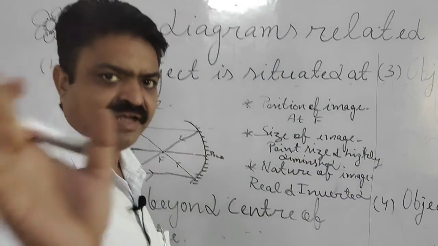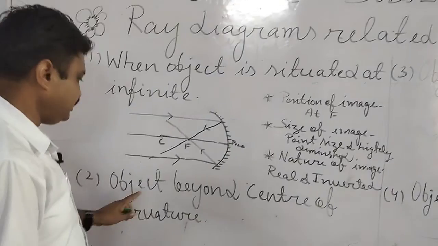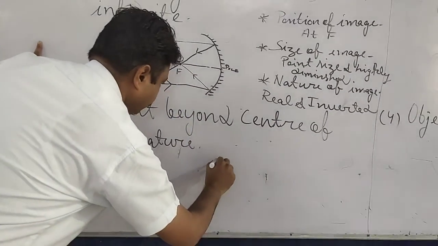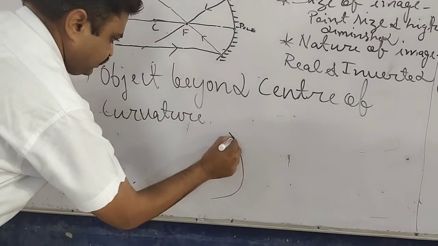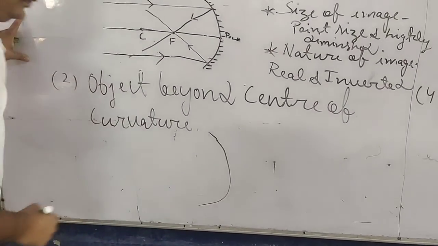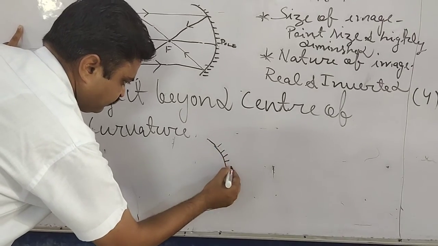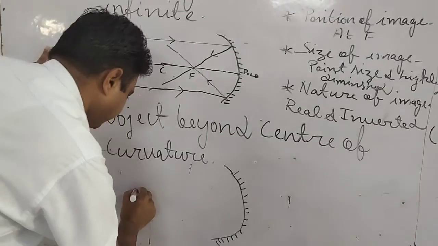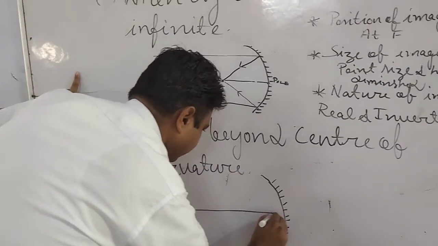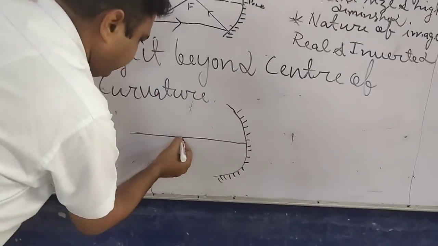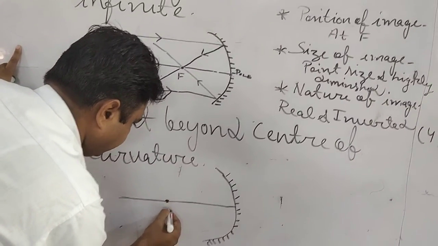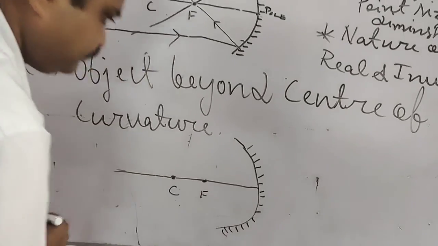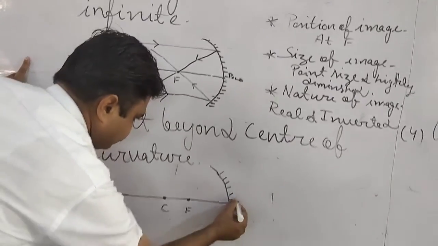Now we will draw the next ray diagram. In this, the object is beyond the center of curvature. Now again you draw the mirror. This is the mirror. This is the polished surface, and this is the reflecting surface. Again we will draw the principal axis. This is the principal axis, and we will take the center of curvature. It is the center of curvature. It is the focus, between it and the pole.